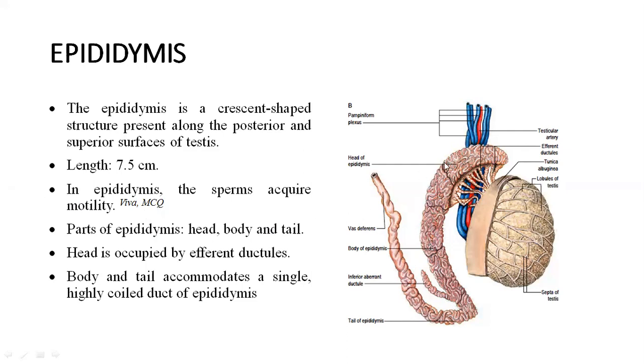So the parts of epididymis are head, body, tail. The head is occupied by efferent ductules. Whatever ductules you are finding here, these are efferent ductules. Then the body and tail accommodate a single highly coiled duct of epididymis. The tail of the epididymis continues as vas deferens, also called ductus deferens.